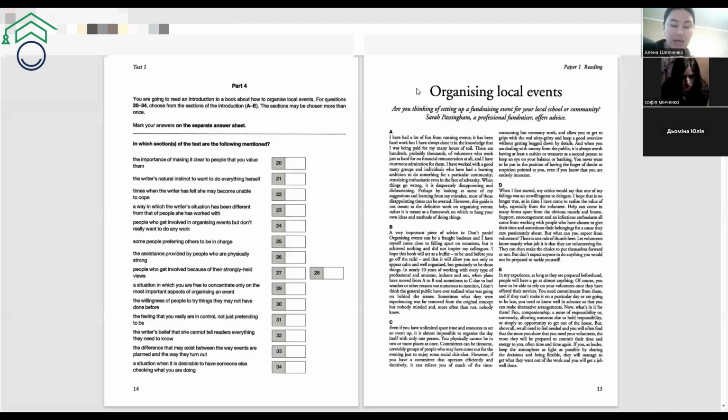Okay, and also I will ask you to look at number 32. So the writer believes that she cannot tell readers everything they need to know. Where is the part of the paragraph in which the writer feels that she cannot tell readers everything they need to know?